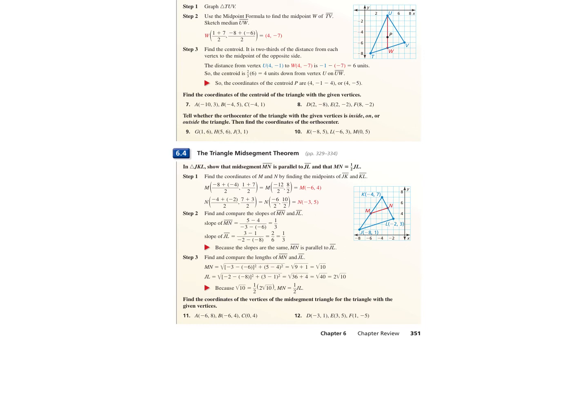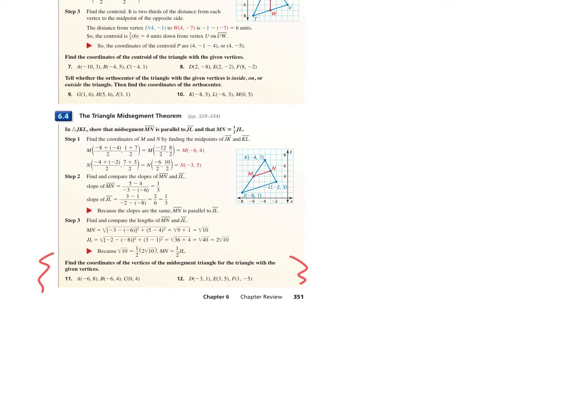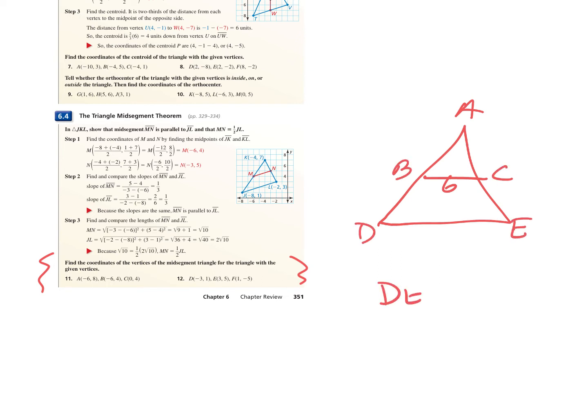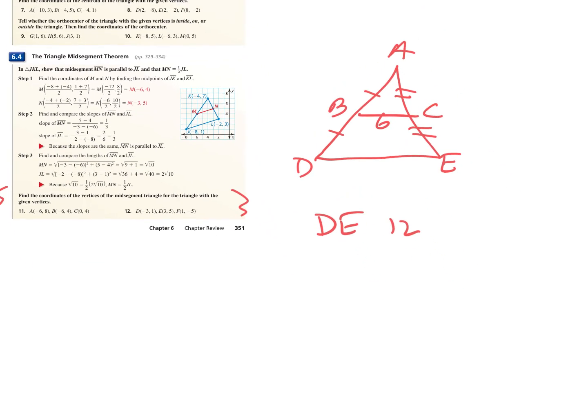Really, honestly, since I'm not going to be giving you coordinates like this, your questions will probably be more like, I'll give you a picture of a triangle, and let's say it's A, B, C, D, E, and I'll say, find the length of DE. And if I tell you that DC is the mid-segment, then to find DE, all I have to do is double it.